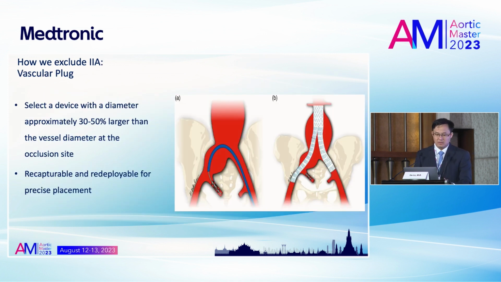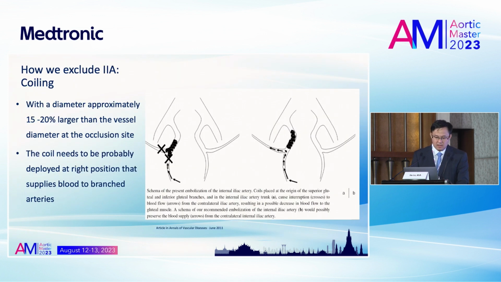For occlusion of the internal iliac by blood or any operation, you can oversize the vascular diameter by 30, 40 or 50%. Sometimes we use a device that is suitable for that. Before, on the same side or opposite side, you choose a device suitable for the anatomy.